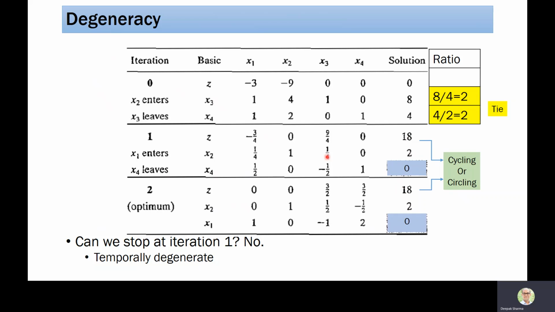Now the question is, can I stop at iteration number 1? Because at iteration number 2, I'm going to get the same solution. Here, the answer is no, we cannot stop at iteration number 1. It is only because the simplex method says: is there any entering non-basic variable at iteration number 1? Yes. Look at iteration number 2. There is no entering variable. Therefore, we should not stop at 1. We should follow the steps which were defined with the simplex method. So iteration 1 is called a temporary degenerate case.